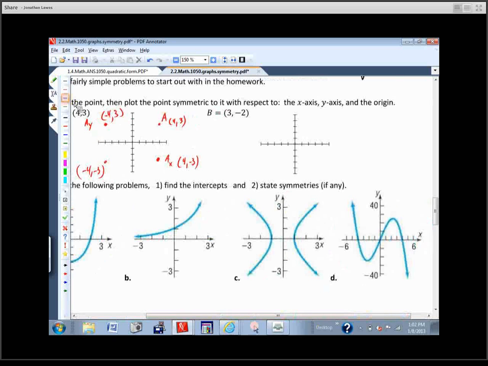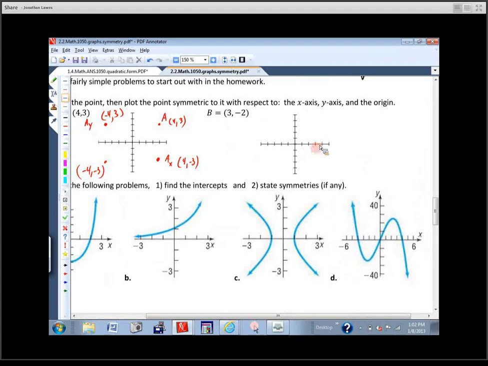Okay, let's go ahead and do this one here. This is at (3, -2). So there's the original point. And if it were symmetric with the x-axis, which quadrant does it end up in? It's in the first one. It's right here. That's symmetric with the x-axis. What if this point were symmetric with the y-axis? It's over here, and I'll leave that for you to label. And where would it be if it were symmetric with the origin? It would be up here. Okay. Any questions? Pretty easy? Good.